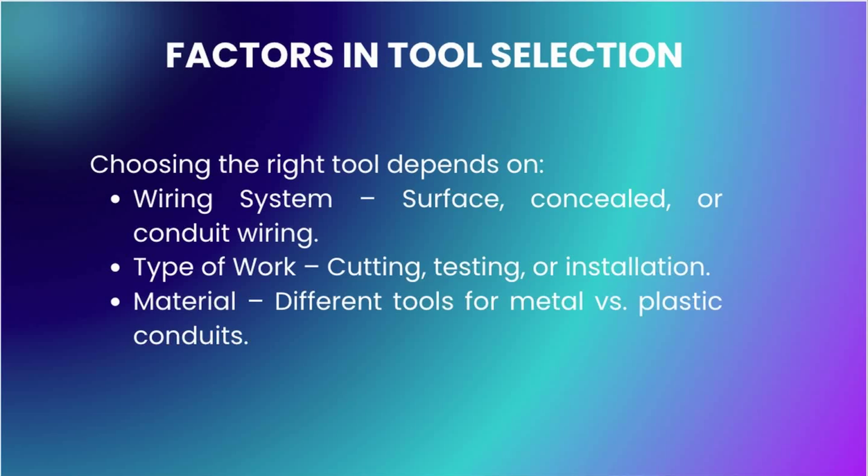Similarly, tool selection is also dependent on the type of work. Different tasks require specific tools. Cutting tools, for example, hacksaws and wire cutters, are used for trimming wires and conduits. Stripping tools, for example wire strippers, are for removing insulation. Testing tools, for example multimeters and phase testers, are for circuit verification. Installation tools, for example screwdrivers and pliers, are for securing connections.